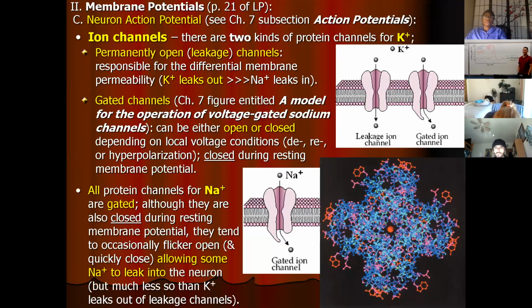Everybody got it? That's why I put this right here. The permanently open pipes are the reason why way more potassium leaks out than sodium leaks in, because there are no wide open pipes. Even when it's supposed to be open, they're flickering. And that says it right here: occasionally flicker open and quickly close. That's when they're supposed to be open. Everybody see that? Okay.